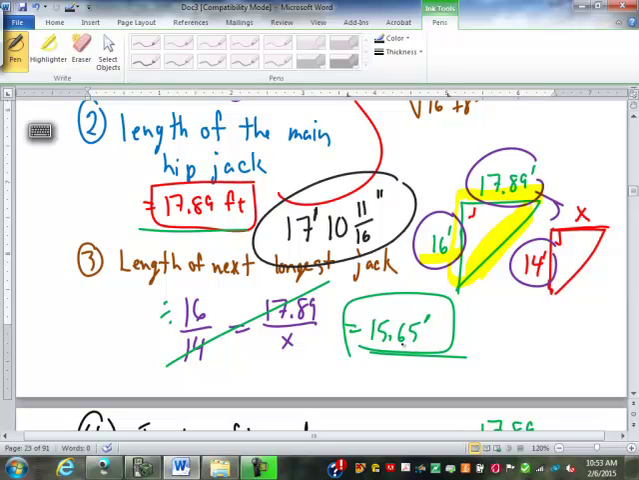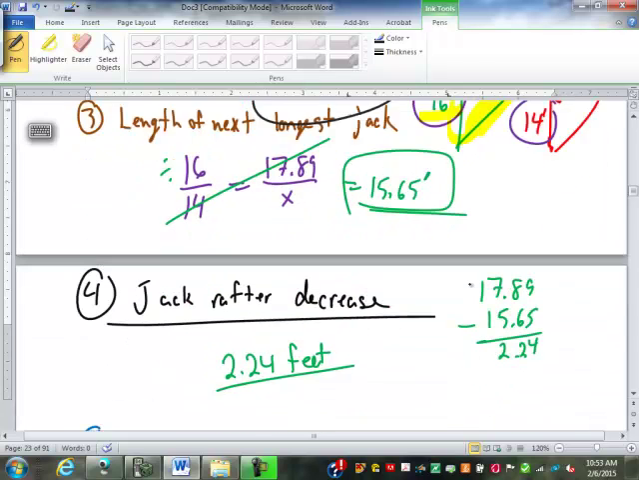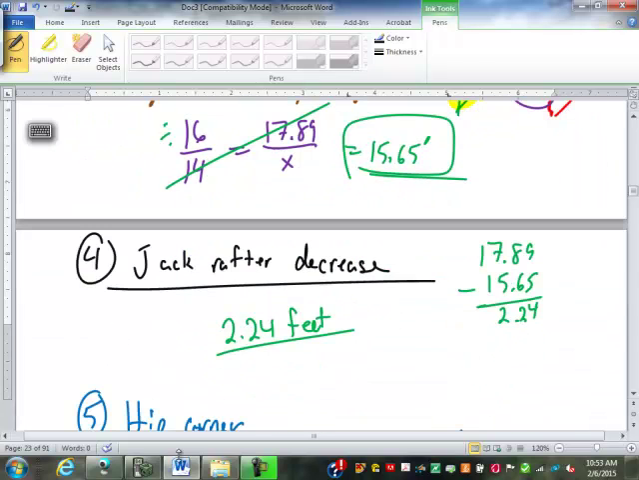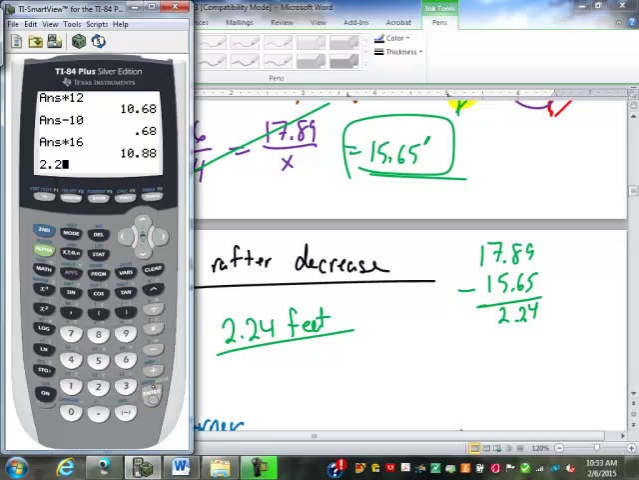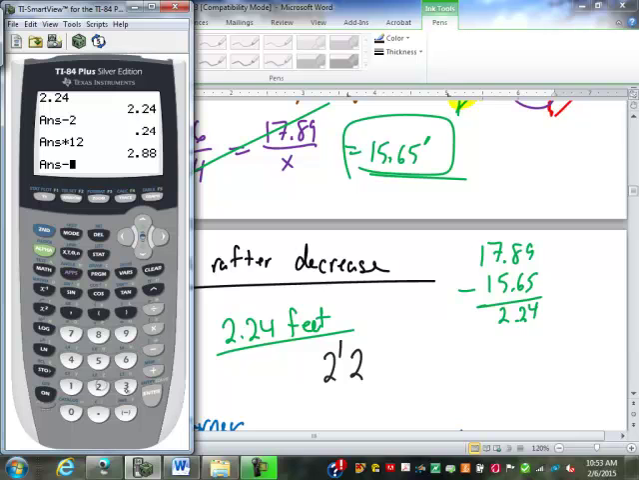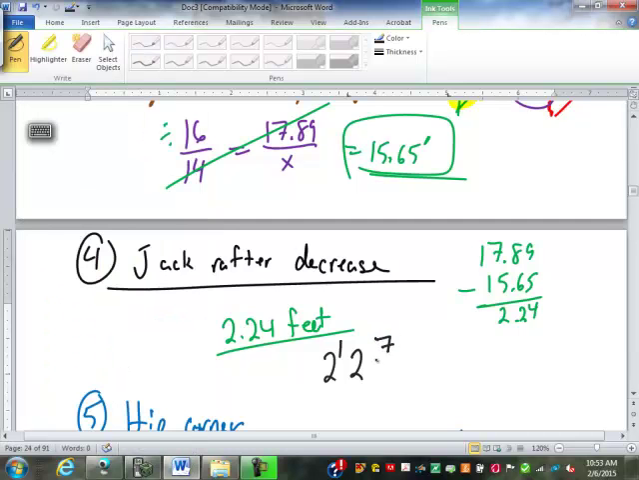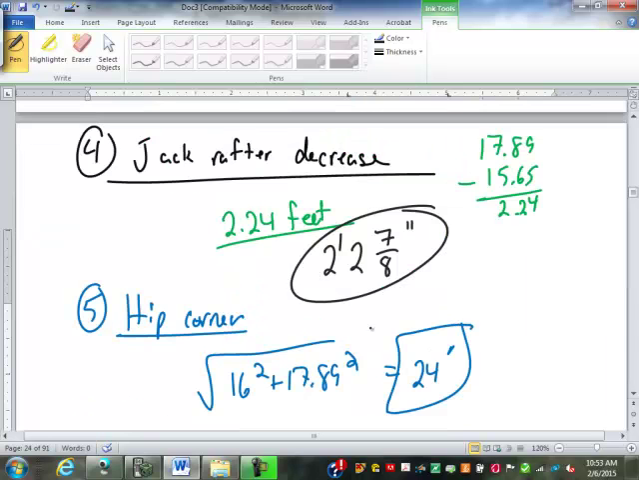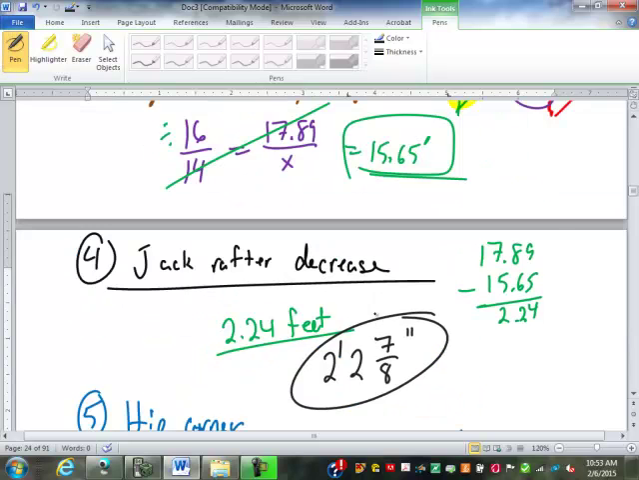I could convert the 15.65, but I really don't care. What I care about more is the jack rafter decrease, the 2.24. So 2.24, I can subtract the 2 because it's 2 whole feet. 2.24 times 12 is 2.88. So that's 2 inches. I subtract the 2 inches, take the 0.88 times 16. That's 14 sixteenths or 7/8 of an inch. And the hip corner was 24 exactly, so there's nothing to convert there.